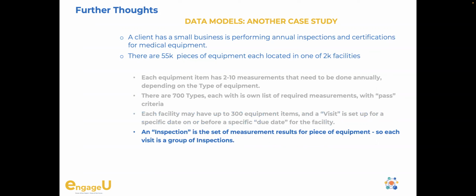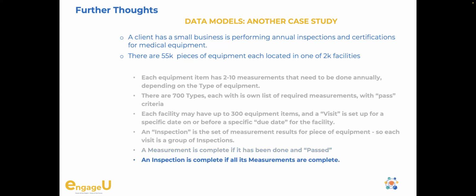An inspection is the set of measurement results for a piece of equipment. So each visit has a group of inspections. A measurement is complete if it's been done and passed. An inspection is complete if all its measurements are complete. And a visit is complete if all its inspections are complete.